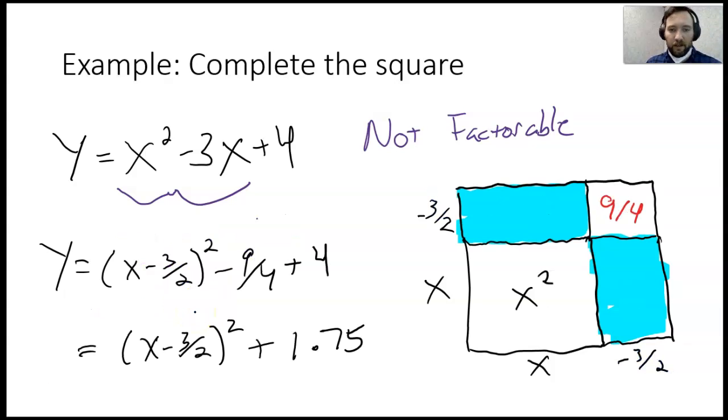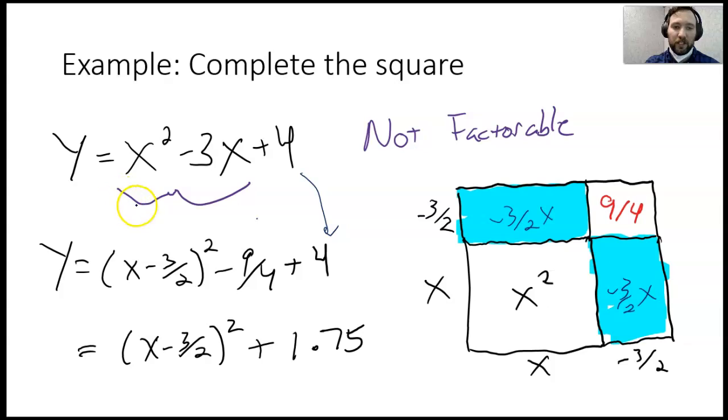Let's see, did I make a slide? Oh, I already made this on the next slide. Here's what we just talked about. Negative 3 halves x, negative 3 halves x. And you can see the algebra here. Here's my vertex form. The dimensions of the square are x minus 3 halves by x minus 3 halves. So that's x minus 3 halves quantity squared. Okay, then you have to subtract the red part, subtract 9 over 4. And remember, we just have to have this little plus 4 tag along.